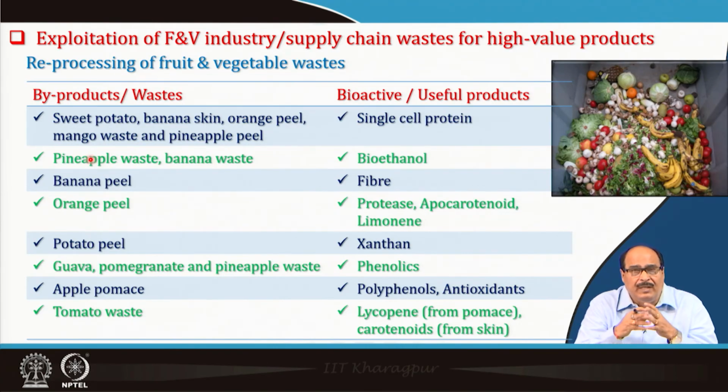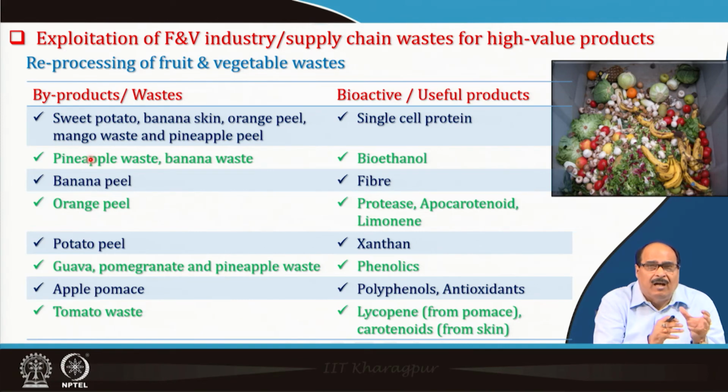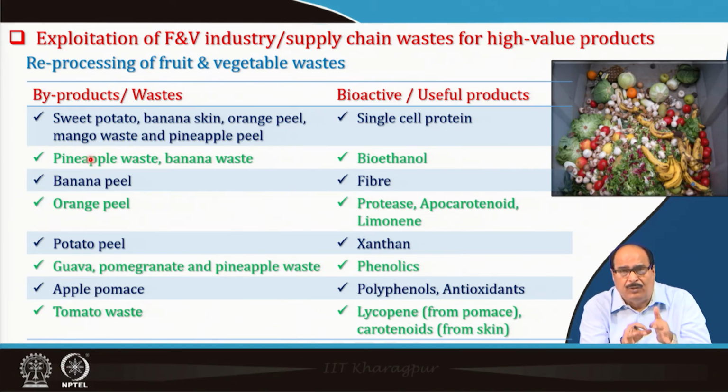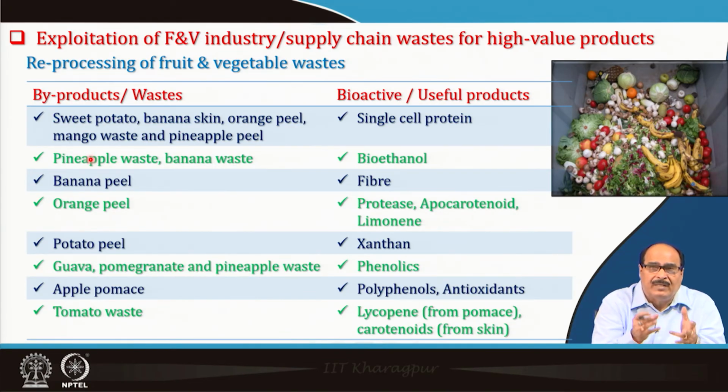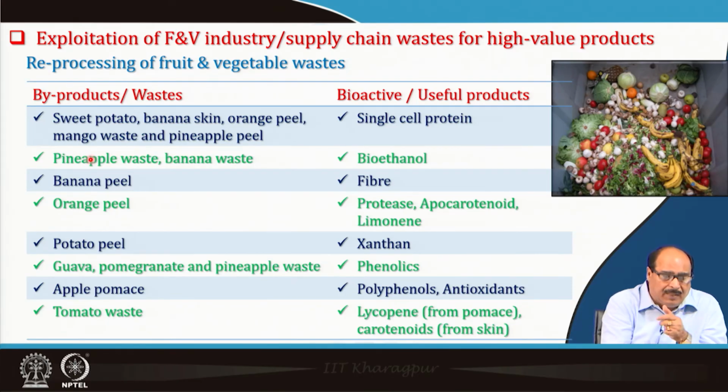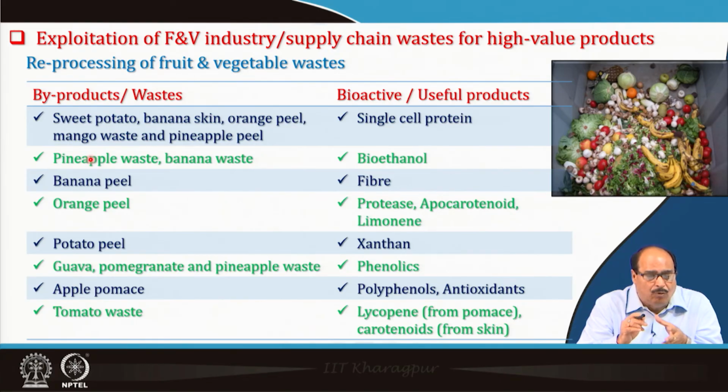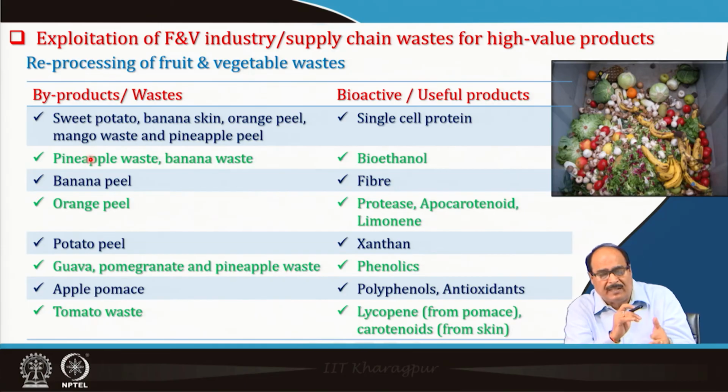Here I have given the exploitation of fruit and vegetable industry or supply chain waste for high value products, that is the reprocessing of fruit and vegetable waste. As I told you, there should be a proper collection mechanism in place first, and these wastes should be properly processed. For example, byproducts and waste from sweet potato, banana skin, orange peel, mango waste and pineapple peel can be used for getting single cell protein. Pineapple waste and banana waste can be used for bioethanol production. Similarly, from banana peel you can get fiber, and orange peel can be processed for proteases, enzymes, etc.